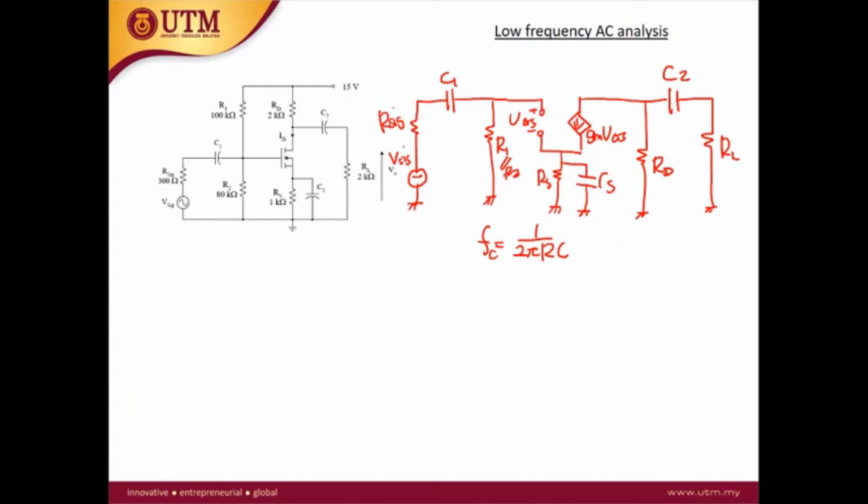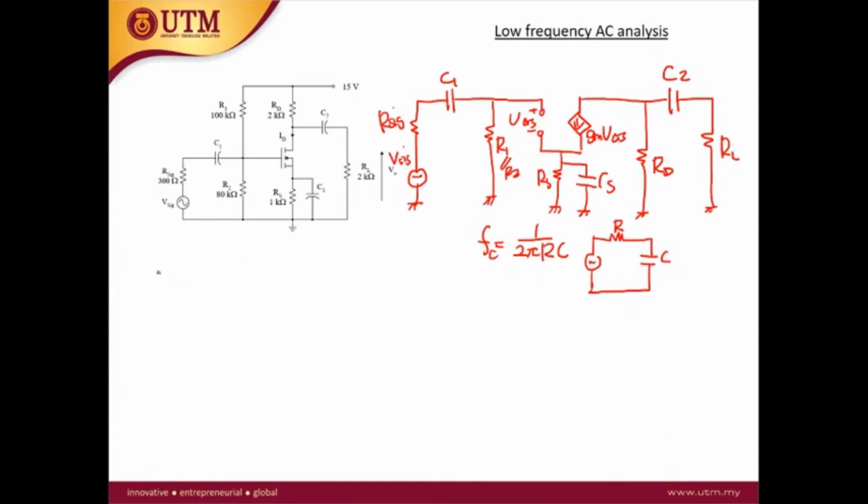Okay. So we have three cases. The first case is cutoff frequency due to C1 only. Second is due to C2 only, and the third one due to the bypass only. For each case, we need to have this RC circuit. So this is your R and this is your C.